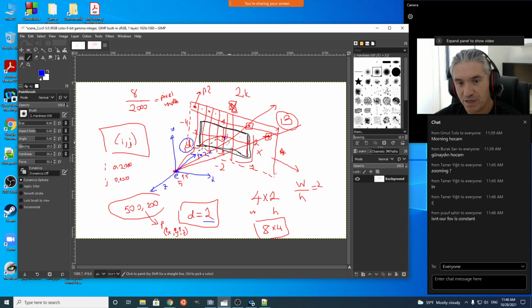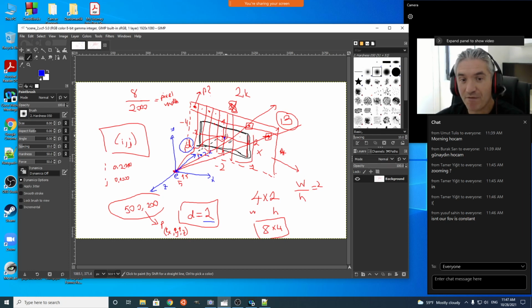Here, when we get this D to 1, your image is still a 2000 by 1000 image. Okay, so it's not enlarged. The image window is still from -4 to 4, it's still -2 to 2. So the image size is the same.